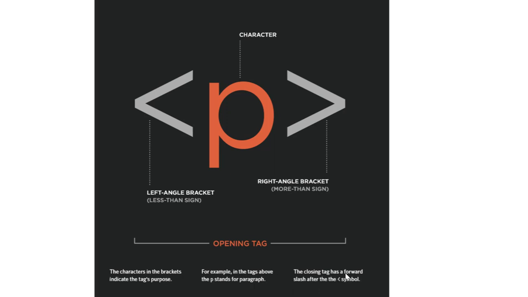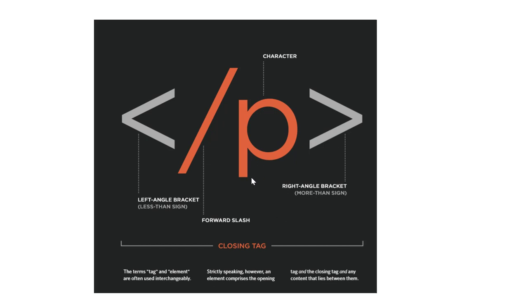The closing tag has a forward slash after the symbol. This is the closing tag, with this slash. The terms tag and element are often used interchangeably. Strictly speaking, however, an HTML element comprises the opening tag, the closing tag, and any content that lies between them.